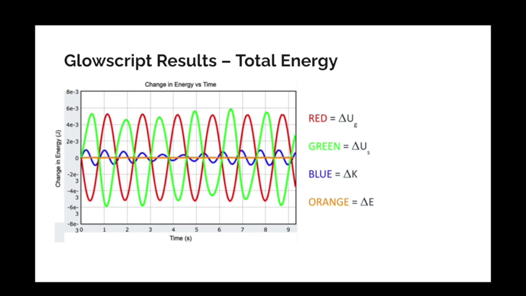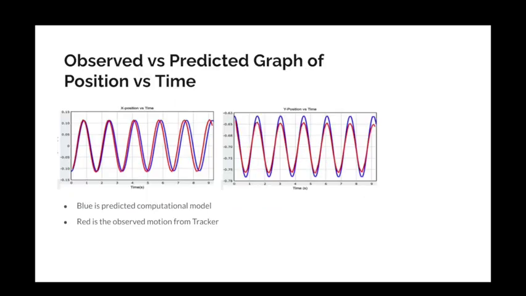So here are results for total energy. We can see we have the gravitational potential energy in red, the spring potential energy in green, the kinetic energy in blue, and then the total energy in orange, and we can see that our total energy is equal to 0 here. So for our observed versus predicted graphs of position versus time, they're split into the x position and y position, and we can see that both of them follow the predicted pretty closely.